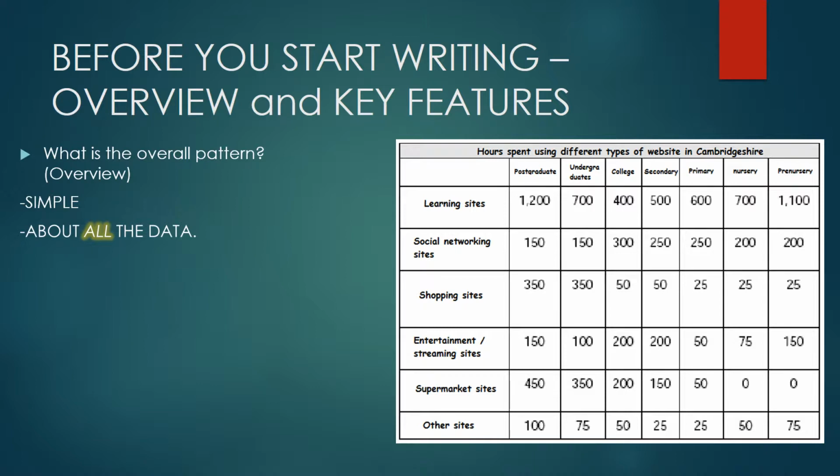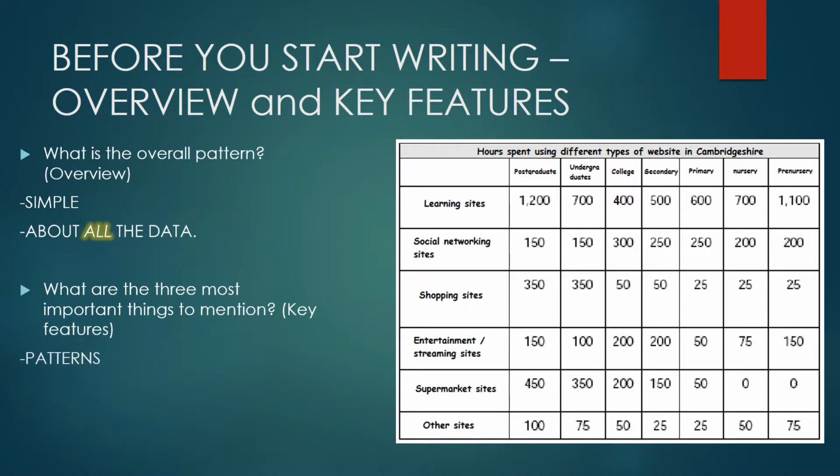Once you're clear on the overview, you need to find 3 important things that you want to mention. 3 what we call key features. You can look for patterns within the data. You might also mention unusually high or low numbers within the data, particularly if they say something about the other numbers on the table.